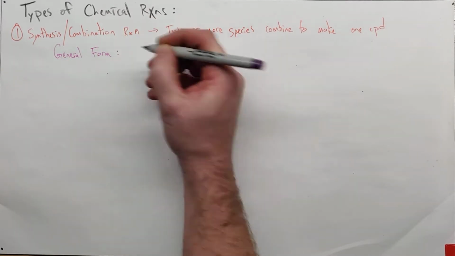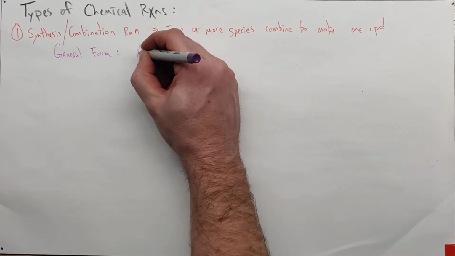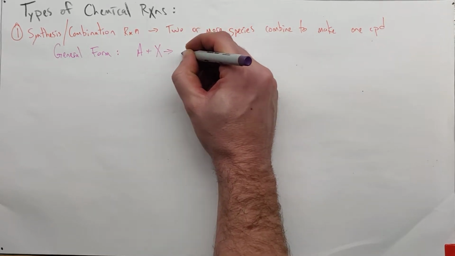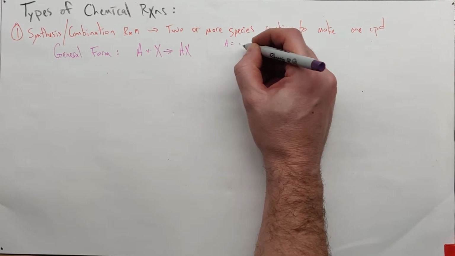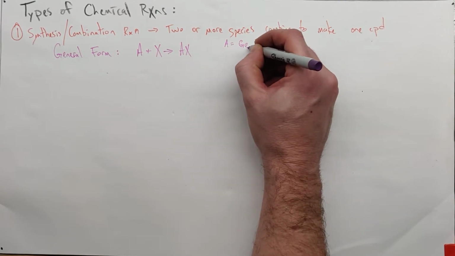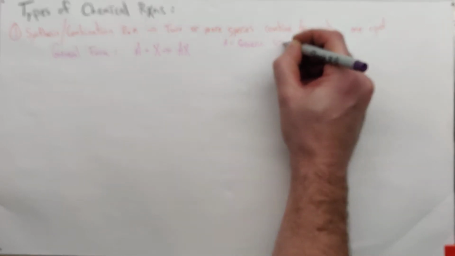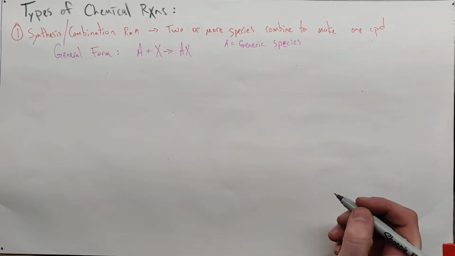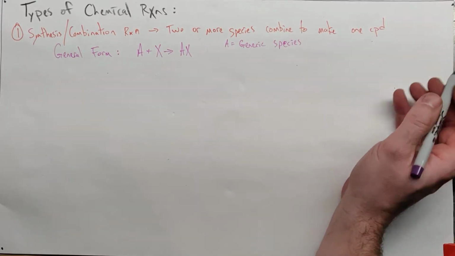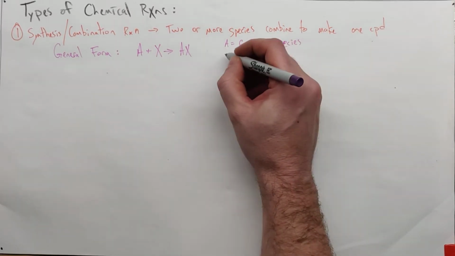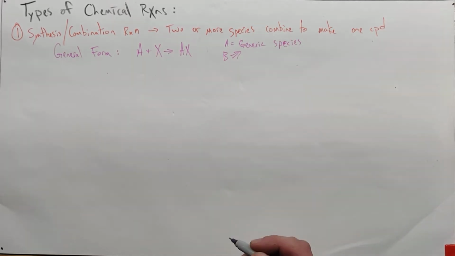and this is the most basic setup, where we have A plus X goes to AX, all right? Where our A is some generic and our X is some generic species. And when I say species, again, we mentioned this before, it's just a sciencey way of saying things. 2 or more things combine to make one thing, all right? And B is also going to be some generic species.